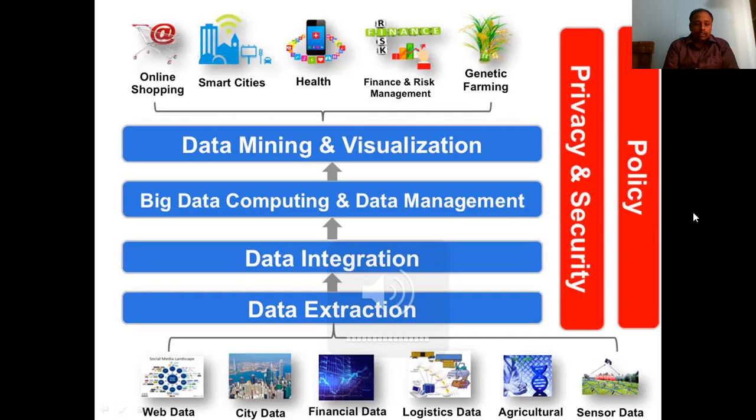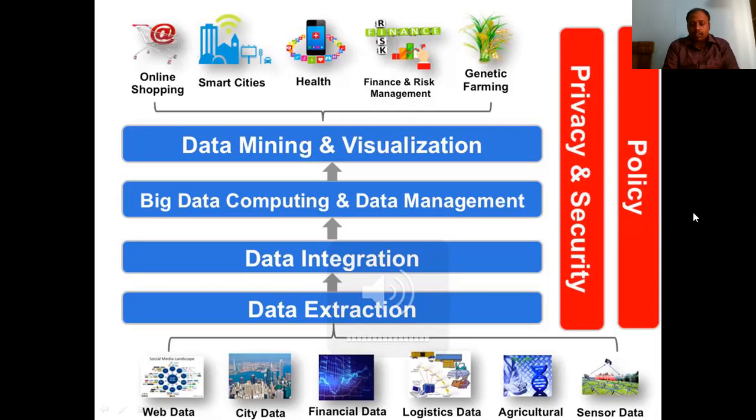Now, guys, you can see from down to up actually. In the bottom, you can see some sort of web data, city data, financial, logistics, agricultural, or sensor data. City data, for example, can describe the environment of the city, how much traffic there is, how much electricity it is consuming, and how much water it is consuming. All this comes under city data. Financial is of course all companies, how much exports and imports, how much income. Logistics is how products and gadgets are transferred. Agricultural is how much you produce and sell every year. Sensor data is things like environmental sensors.